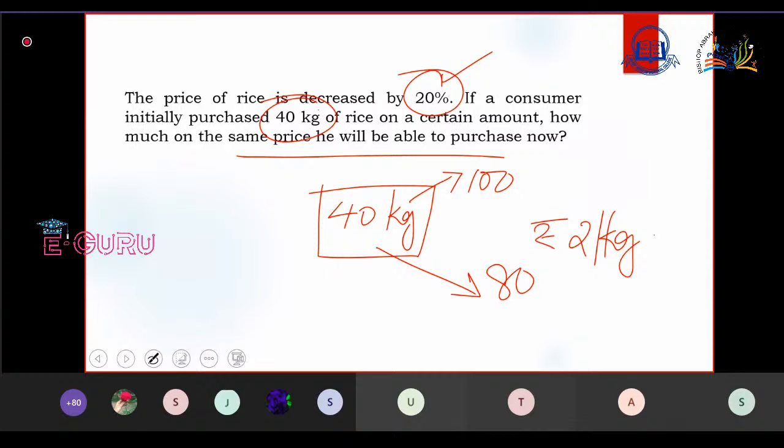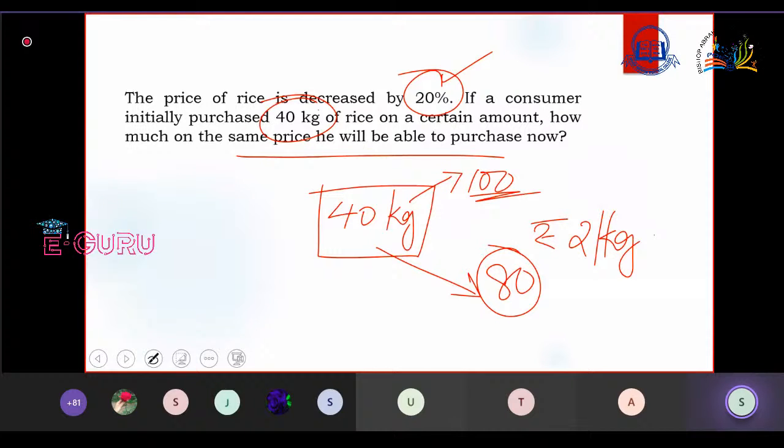Initially for buying 40 kg you need to pay 100 rupees. And now 20% discount is there. So you just need to pay 80 rupees for buying this 40 kilogram. So basic mathematics, only you need to pay rupees 2 per kg so that you can buy 40 kg of rice by giving 80 rupees, right?